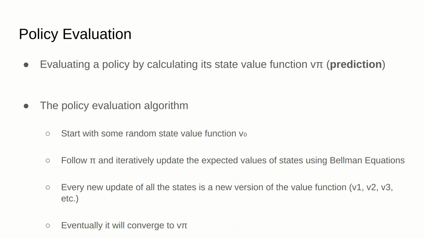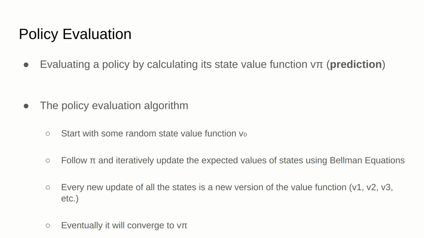So consider the case where you have some policy pi. How could we evaluate this policy? One way would be to get the state value function, v pi, for this policy, which would tell us how valuable this policy thinks that each state is. This process is called iterative policy evaluation, or prediction. The intuition behind this algorithm is that you start with some random state value function, v0, and you iteratively update the expected value of each of the states under v0 using the Bellman equations while following the policy that we're trying to evaluate.